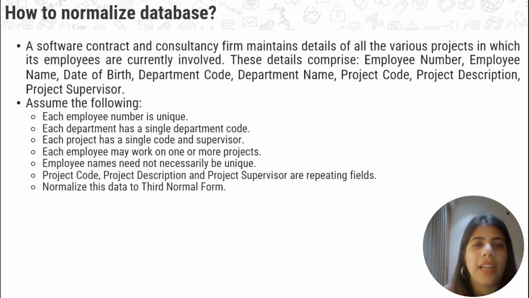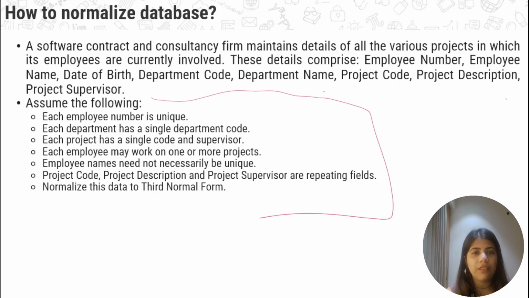Let's understand how to normalize the database. Software contract and consultancy firms maintain the details of various projects in which their employees are currently involved. These details comprise, for example, employee number, employee name, date of birth, department code, department name, project code, project description, project supervisor. So you have to assume the following. Each employee number is unique. Each department has a single department code. Each project has a single code and supervisor. Each employee may work on one or more projects, obviously possible, and employee names need not necessarily be unique because they can repeat. Project code, project description, project supervisor are the repeating fields which will be there.